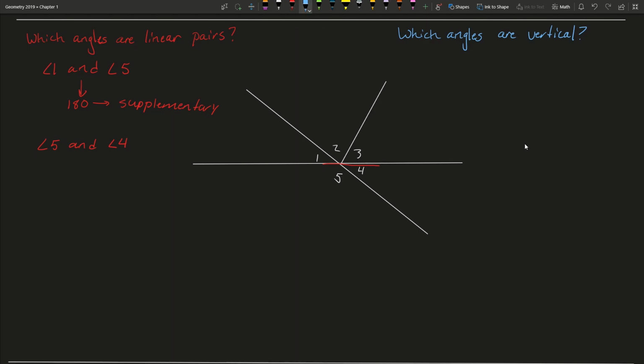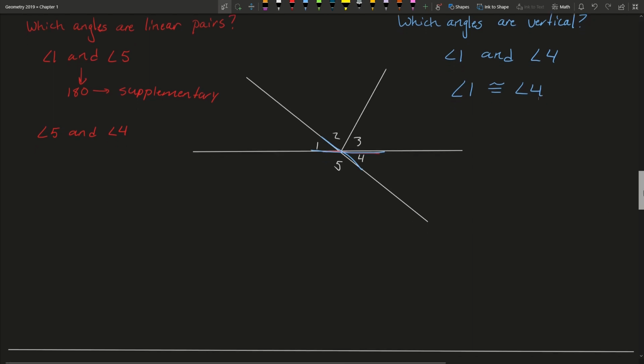The only vertical pair in this figure is angle 1 and angle 4 because the sides of angle 1 form opposite rays with the sides of angle 4. And again, this means that angle 1 is congruent to angle 4.